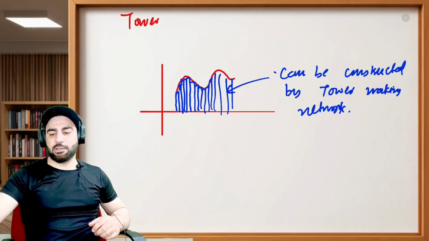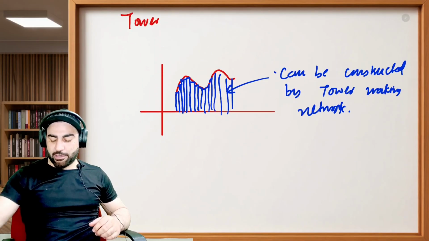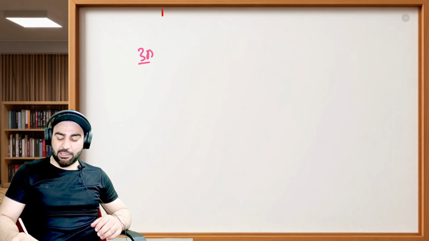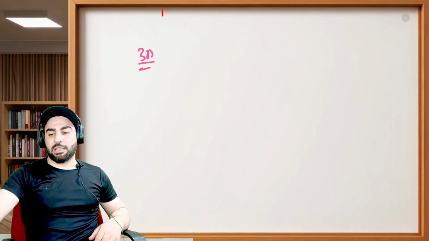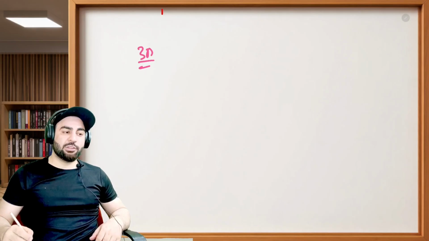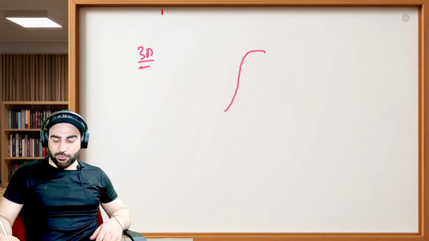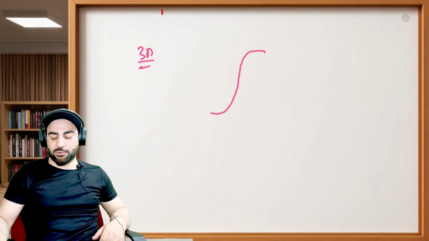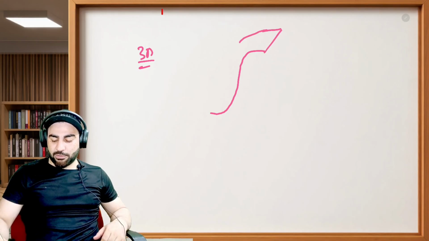You saw this thing in 2D. Now the same thing can be done in 3D. So you can again have these neurons. This sigmoid was in 2D. Now you know how the sigmoid in 3D looks like. You will see that it will be something of this sort.